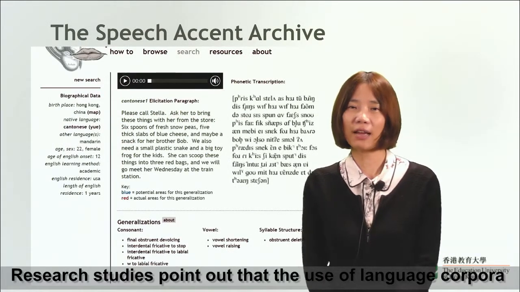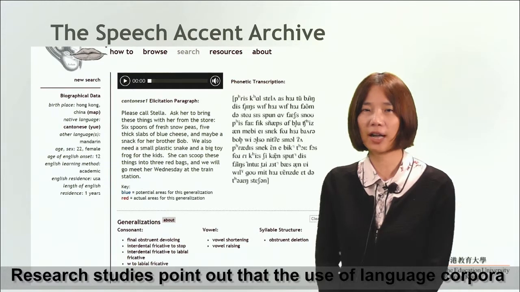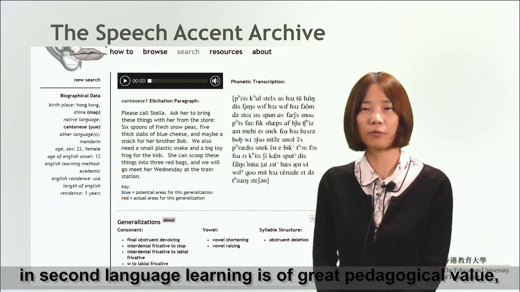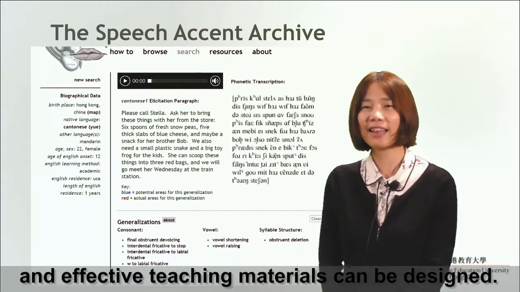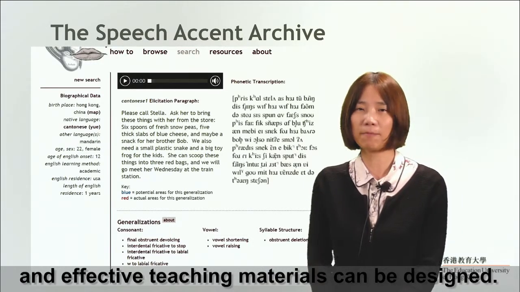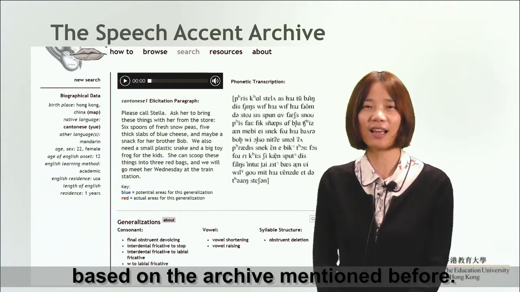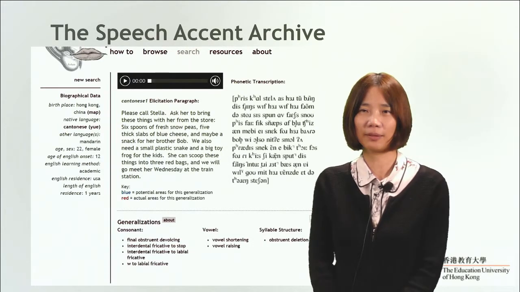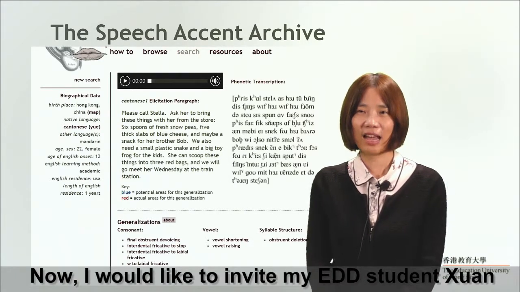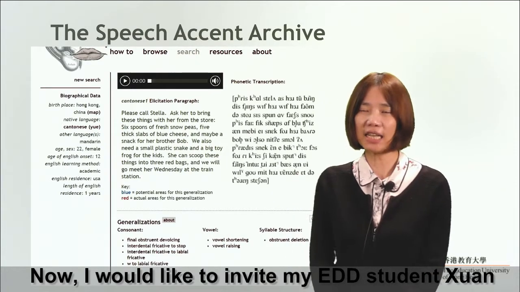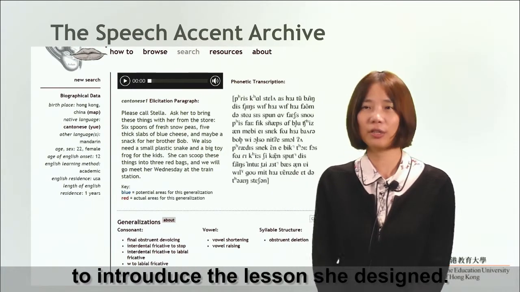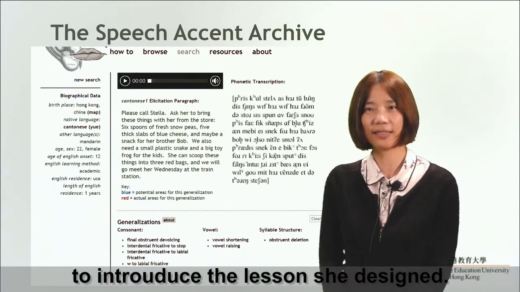Research studies point out that the use of language corpora in second language learning is of great pedagogical value, and effective teaching materials can be designed. The following activities are set up based on the archive mentioned before. Now, I would like to invite my EDD student, Xuan, to introduce the lesson she designed.